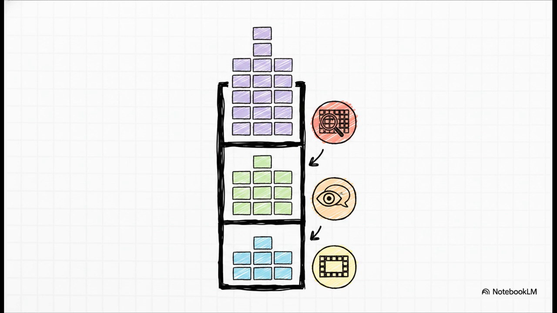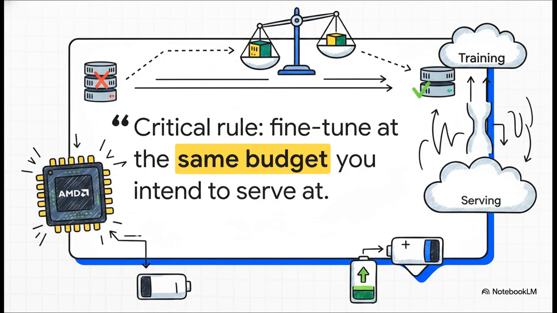But if you need OCR, complex document parsing, or really fine-grained dense detection, you can crank that budget all the way up to 1,120 tokens. However, there is a catch if you're planning on customizing this model. It's really tempting to train high and then serve low just to save compute, but the data clearly shows the output quality will measurably degrade if you do that. So the critical rule of thumb here is you must fine-tune at the exact same budget you intend to serve at. Always match your training and serving environments.